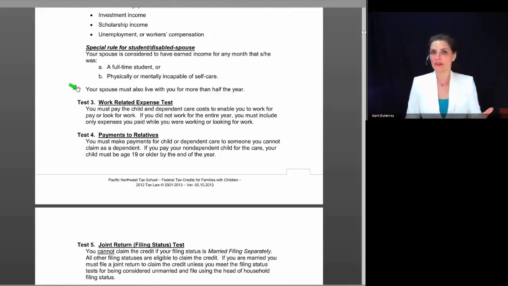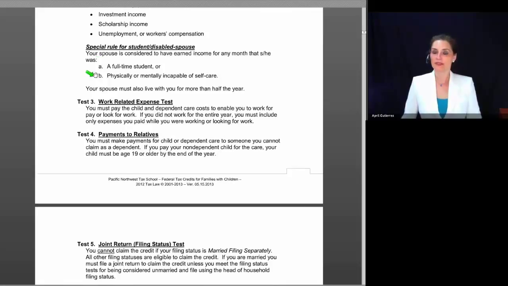You both have to have earned income. You both have to pass that test. But you can see right here we have an exception to that: the spouse was a full-time student, or the spouse was physically or mentally incapable of self-care.